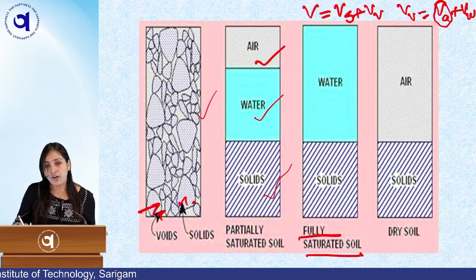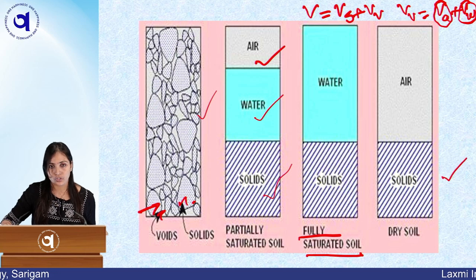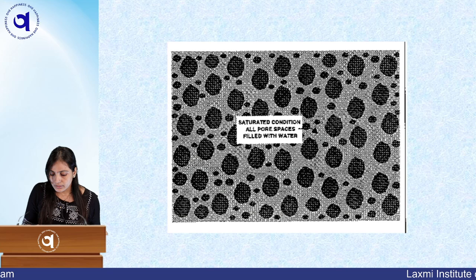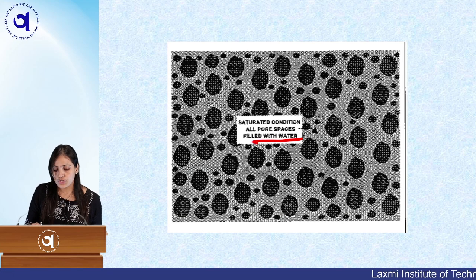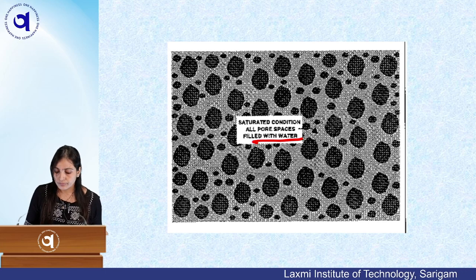And dry soil means if water is not present, the volume of water is not present, only air and solids are present, then your soil is considered as dry soil. This is the saturated condition, all pore spaces filled with water. This is the condition of the soil when it is saturated. Fully saturated means all voids are filled with water. This is a waterlogged area in terms of irrigation.